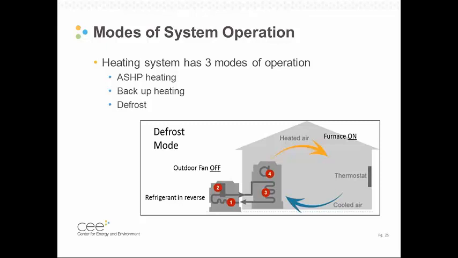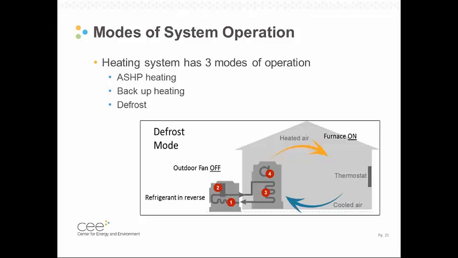If you're below that set point, if it's below that 10 degrees out and the heat pump can't keep up with the load in the house, we're going to use the backup heating system, or the LP furnace. And that's pretty straightforward. It's going to run much like a standard furnace. The one that's different is the defrost mode.